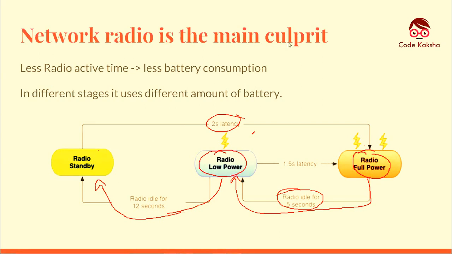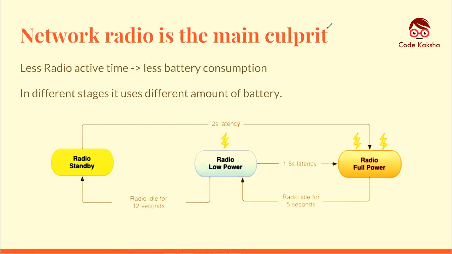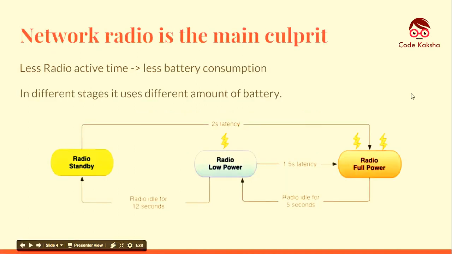Now, what is the use of this life cycle? How can we use this life cycle to make our network requests more optimized? See, this radio takes around 5 seconds to go from full power to low power mode, and then a further 12 seconds to go from low power to fully sleep mode.